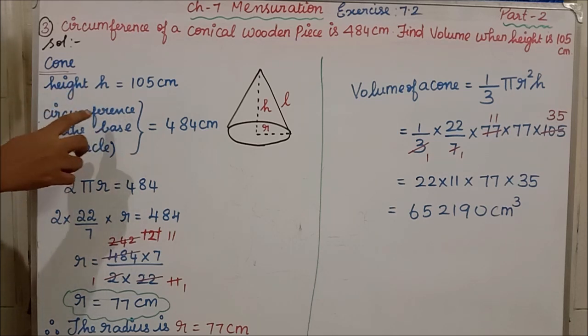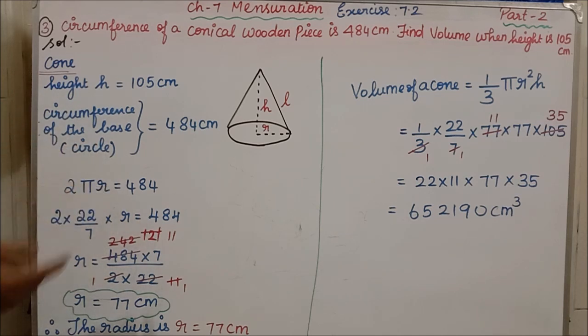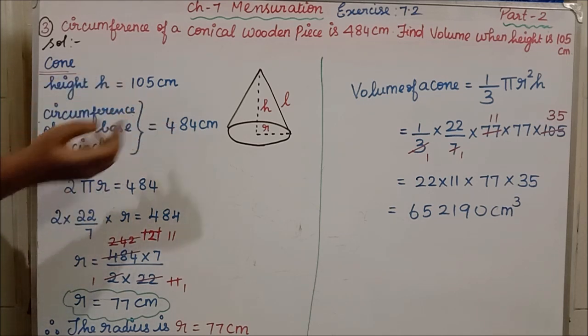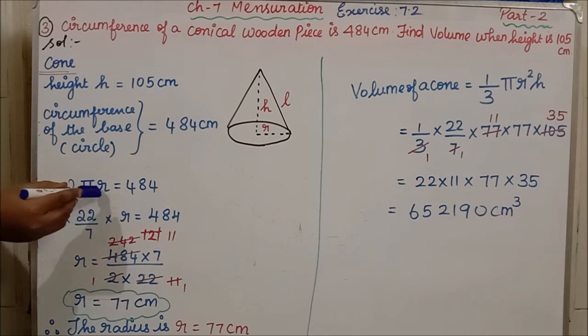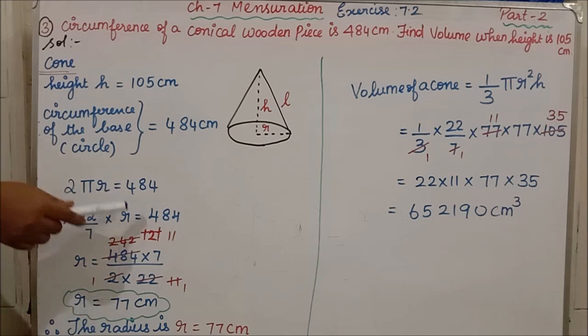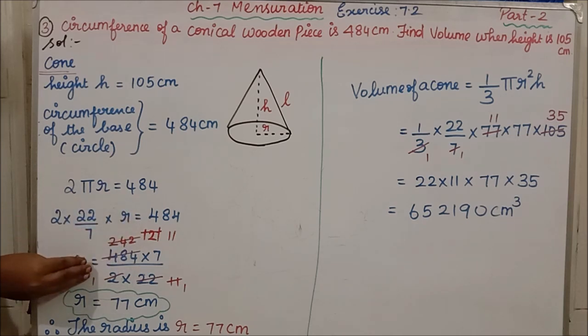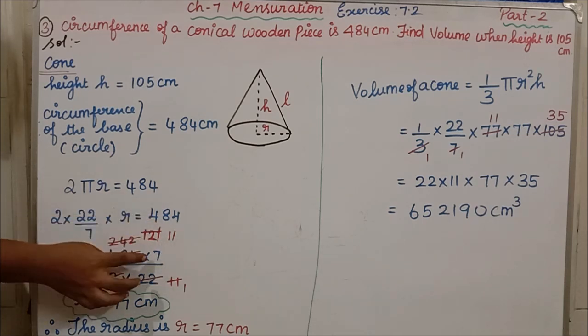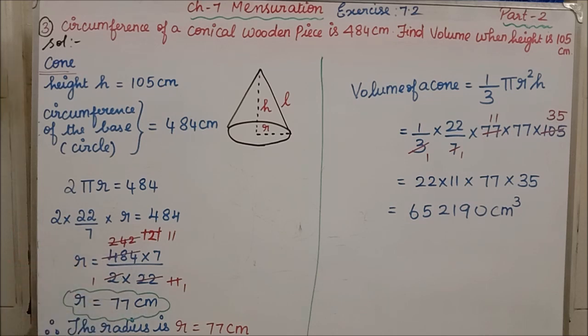So circumference of the base, which is a circle, has the formula 2 pi r, and the value they have given us is 484. So 2 pi r is equal to 484. Using this circumference we have to find the radius r. See how we are finding. 2 into pi, which is 22 by 7, into radius is equal to 484. I need only the radius, so I am keeping the radius alone. I am cross multiplying the 7 and dividing by 2 into 22.